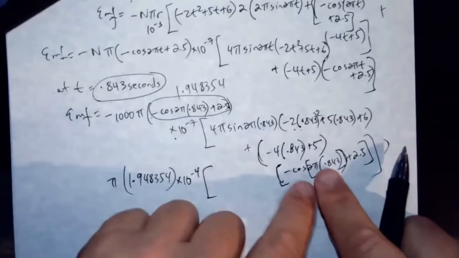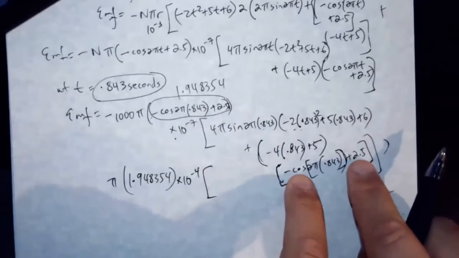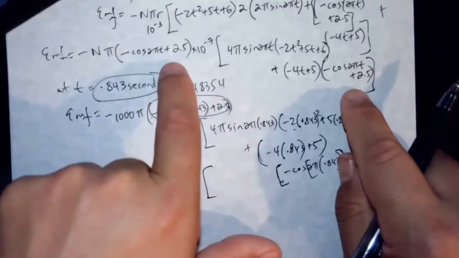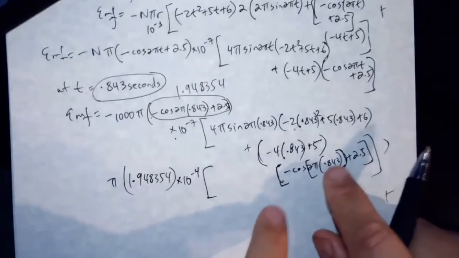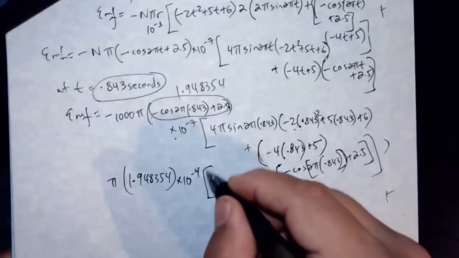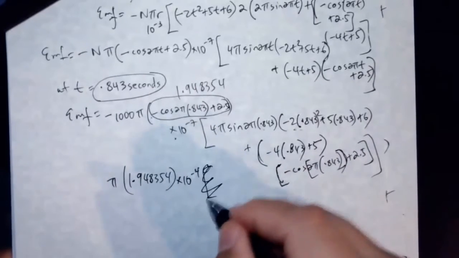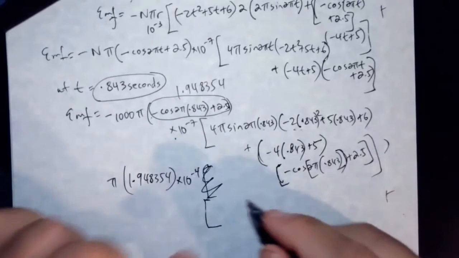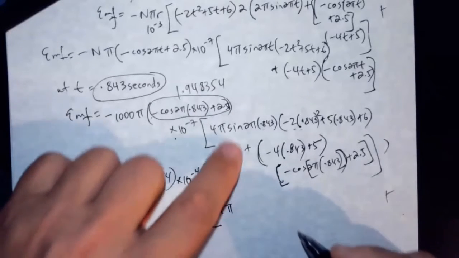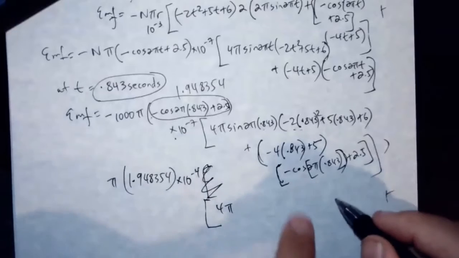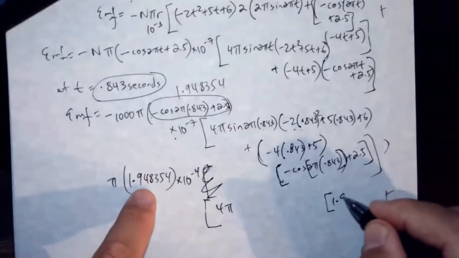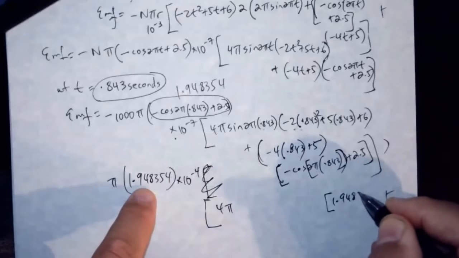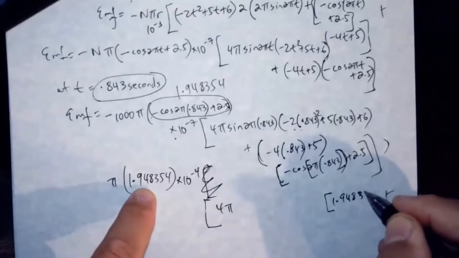This expression occurs again over here because it's the same thing. This is the R and this is also R. So then I can just use that again. You're going to have 4 pi. Then it will occur right there. That same expression will occur. 948,354.